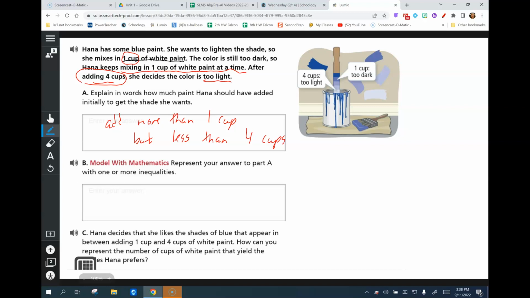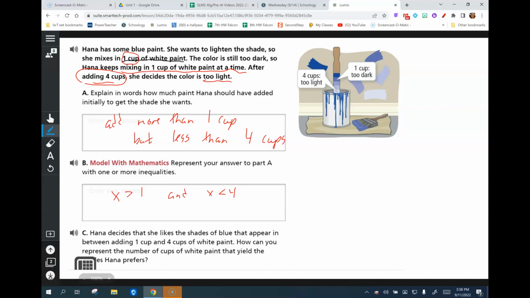So we want X to be more than 1, or at least 1 cup, and we want X to be less than 4 cups. Okay? So, greater than 1 and less than 4. Okay?